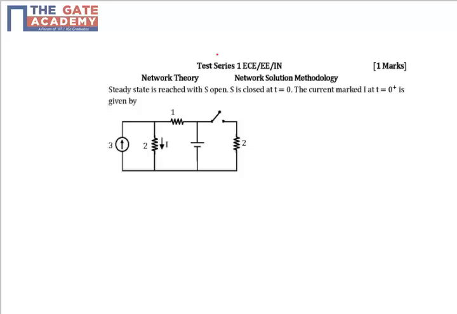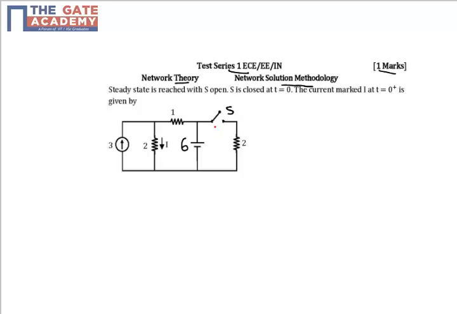Hello friend, this question is from test series number 1, the subject of network theory and the topic name is network solution methodology. The problem is a 1 marks problem. In the problem we have one circuit which contains a current source of value 3 ampere, a voltage source of value 6 volt and a switch which is named S.